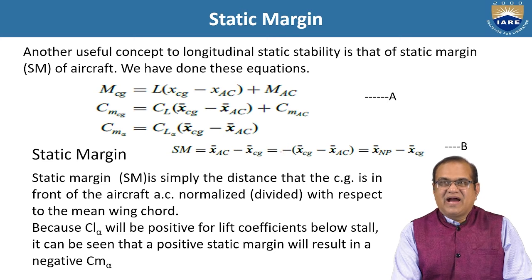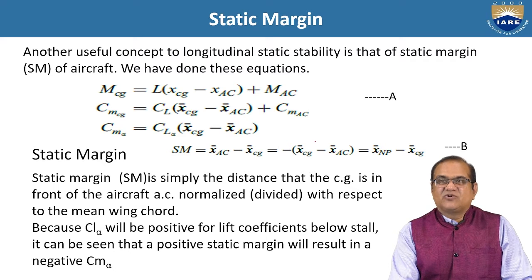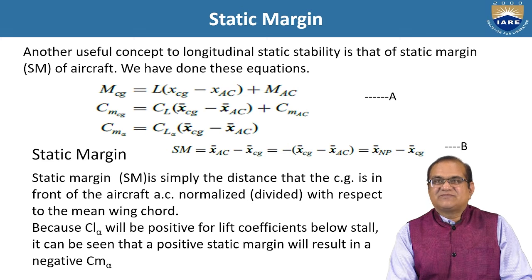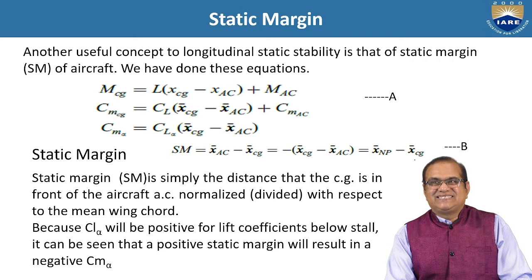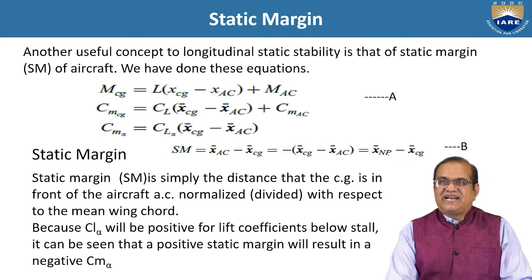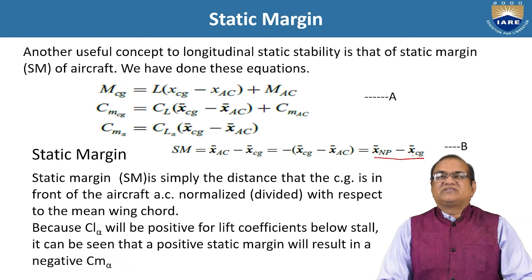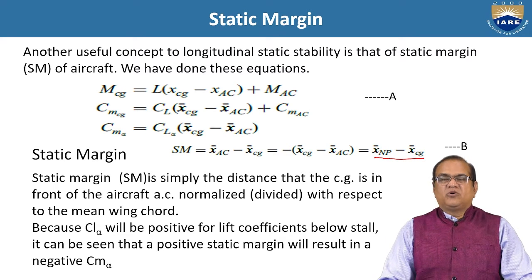So we can write here x bar CG minus x bar AC, and so is this x bar CG minus x bar AC, so we can write it as x bar NP minus x bar CG. So static margin is the difference between the neutral point and the center of gravity of the aircraft. This we have to very much understand, and it is in percentage, mostly percentage of chord length.